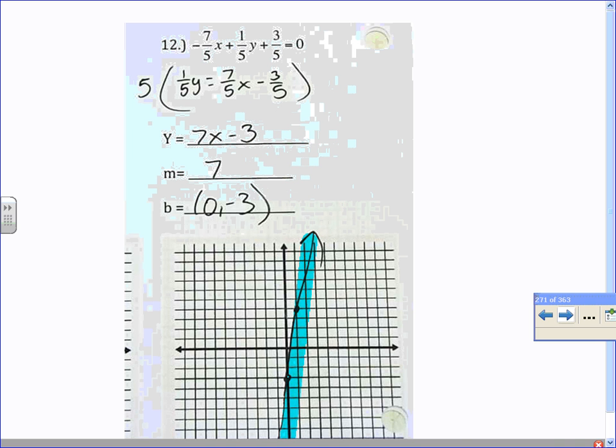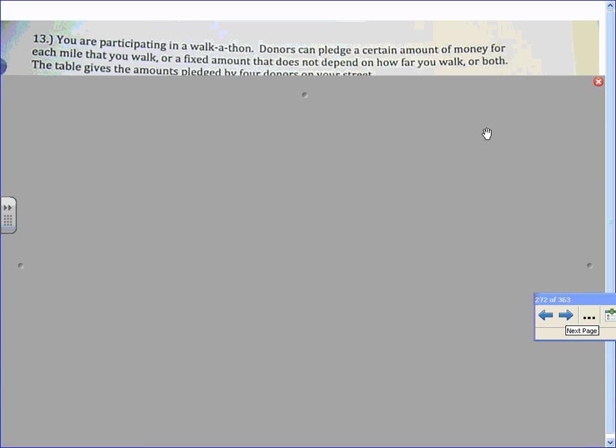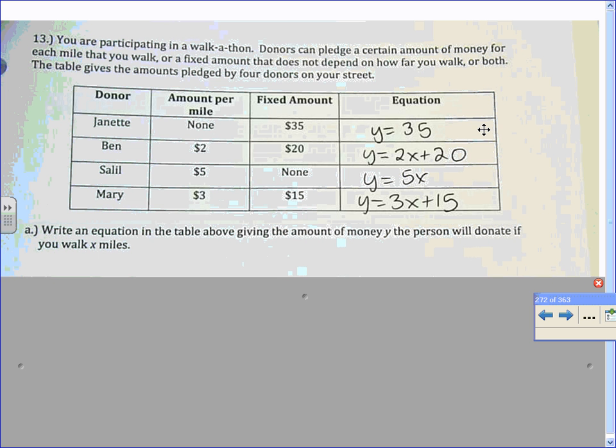All right. 13. Let me go over this one because I think some of you got it and some of you just didn't read carefully and didn't know what to do for some reason. Letter A asks you to fill in the equation. If Jeanette does not have any amount per mile, but she has a fixed amount of $35, she does not have a number by X. So her equation is y equals 35. Ben has an amount per mile of 2 and a fixed amount of 20. 2 times the amount of miles plus the fixed amount of 20.